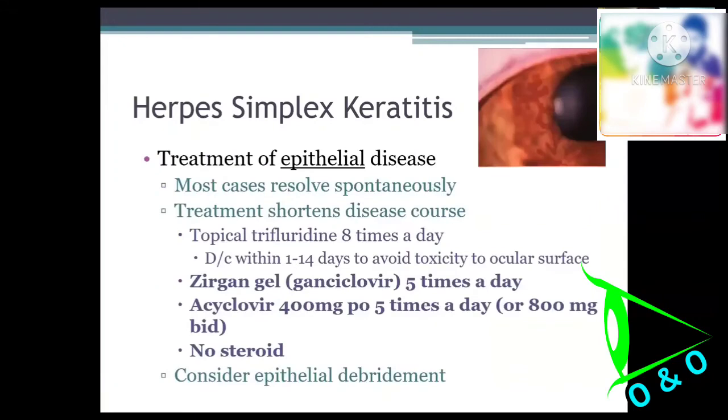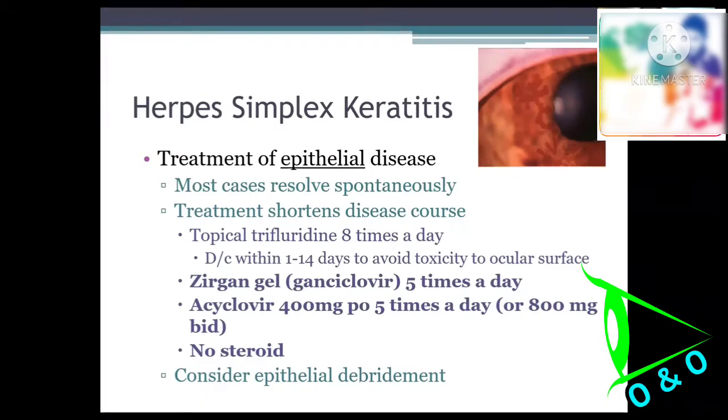For treatment of epithelial disease, cases can actually resolve spontaneously, but I usually will treat patients with HSV keratitis. Treatment will dramatically shorten the disease course. In the past, the only topical antiviral available was trifluridine, which is Viroptic. However, I rarely prescribe this nowadays because it's pretty toxic to the ocular surface. If I'm going to prescribe something topical, it's going to be Zirgan, which is topical ganciclovir 5 times a day. The downside of Zirgan is it's sometimes very expensive and not covered by insurance.